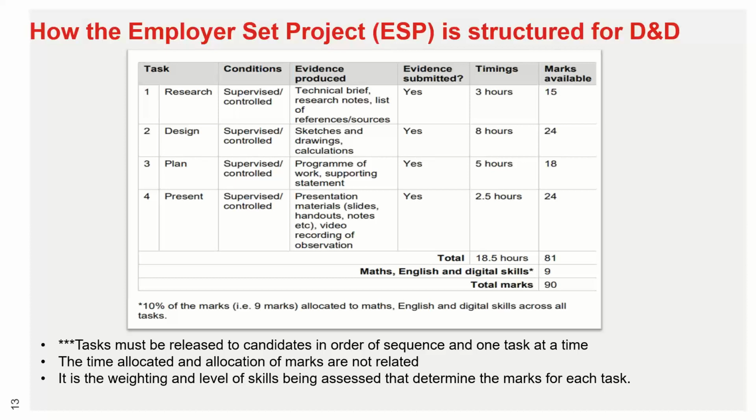And of course, 10%, or in this case, because there's 90 marks in total, 9 of those marks are going to be allocated to maths, English and digital skills, which we will show you where they're likely to be across the project. Again, this won't change. Every year, this will be exactly the same. The only thing that is going to change is the brief for those research, design, plan and presentation tasks. So you can see here it's a summary, and I'm just going to move on to how they're assessed.